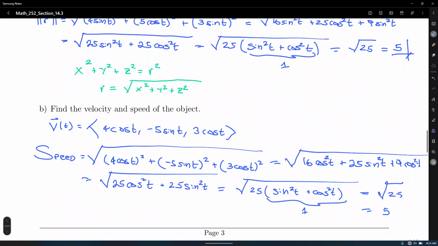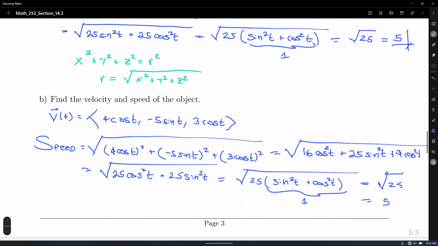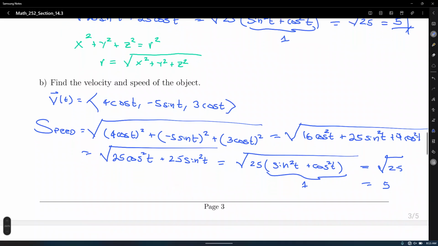It's the same as the radius. Well, that's because, just think about it, we're on a sphere, so the curvature is exactly the same. So the speed has to be exactly the same at every single point. About curvature, we're going to look at it in the next couple of sections, not the next one.